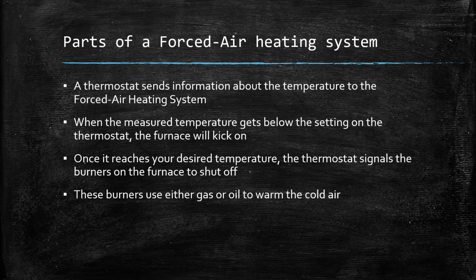A forced air heating system knows when to heat by communicating with the thermostat. When the temperature in the home gets below the setting on the thermostat, the furnace will kick on. Once it reaches your desired temperature, the thermostat signals the burners on the furnace to shut off. These burners use either gas or oil to warm the cold air.